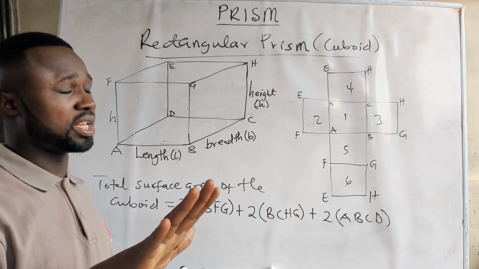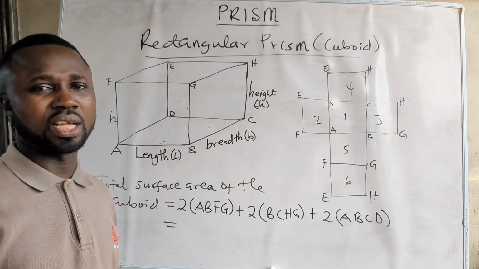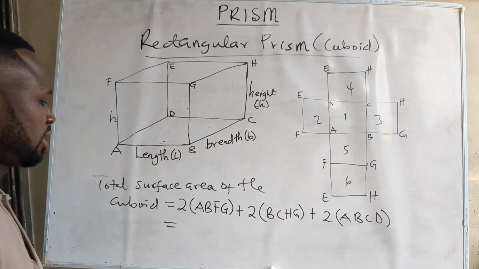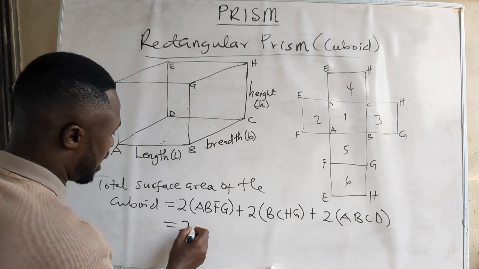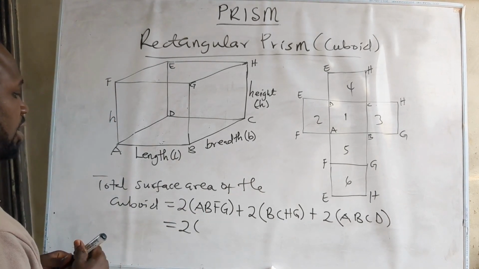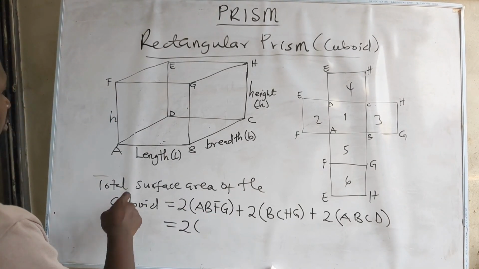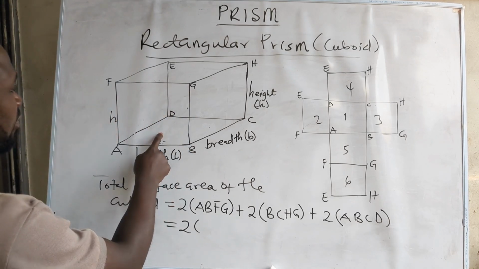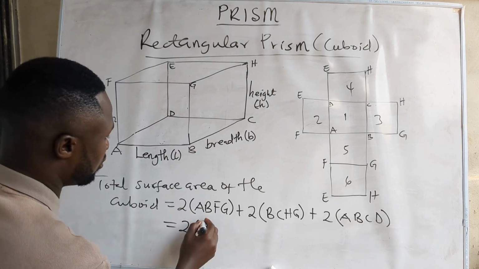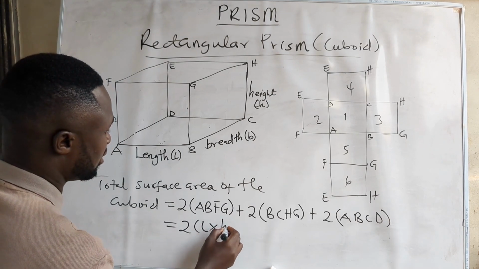You can also be asked a question on that particular one too. Alright. So now then that will be 2 by what is the face ABFG. Let's see, ABFG. So we have the length and we have the height. So the length times the height.